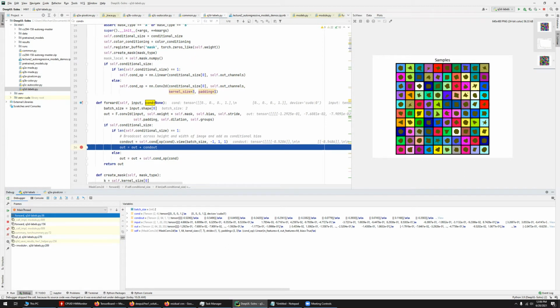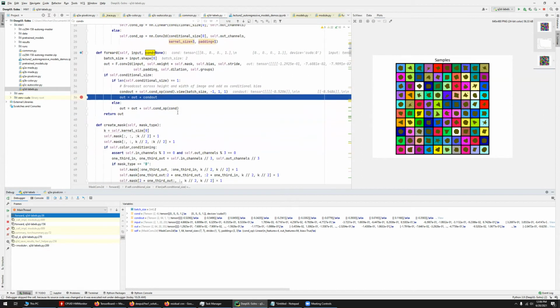So this one is 64 by 1 by 1, and then it's broadcast over the output, which is 64 by 20 by 20, and it's done for each and every layer, and it's added everywhere. So that's the only change.